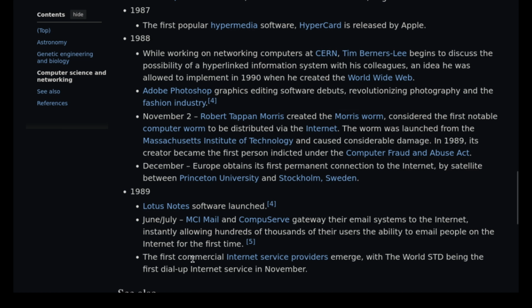1989, the first commercial internet service provider emerged, with The World being the first dial-up internet service in November. So this is it. This seems like when the internet began after BBSs, or bulletin board systems. This is it, 1989. It's the end of the 80s when this occurred.